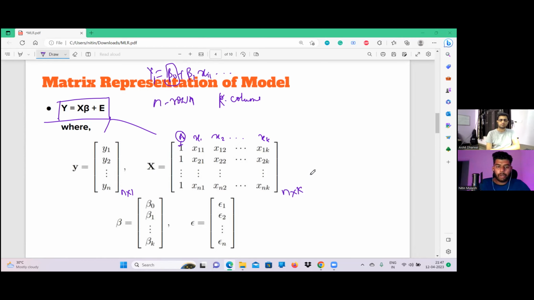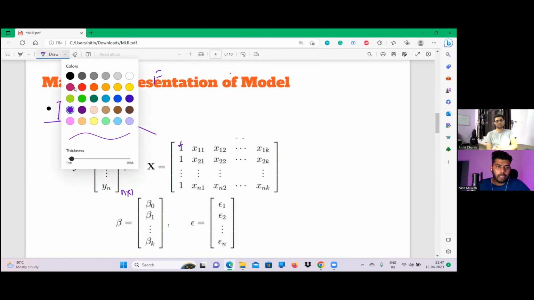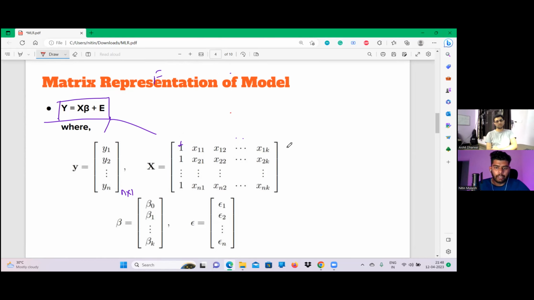Now if you combine all of this, will it result in the same model that we saw earlier? Let's combine all this to see if it actually results in whatever we saw earlier. Let's say we multiply x with beta. So this is our x and this is our beta that you want to multiply, which will be beta naught, beta 1, up to beta k.